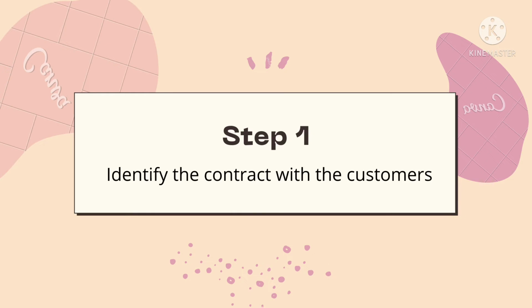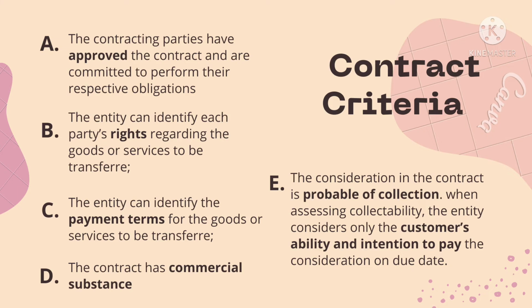Step 1. Identify the contract with the customer. In identifying the contract with the customer, the contract with the customer is only accounted for when all of the following criteria are met. First, the contracting parties have approved the contract in writing, orally, or impliedly from customary business practices and are committed to perform their respective obligations.